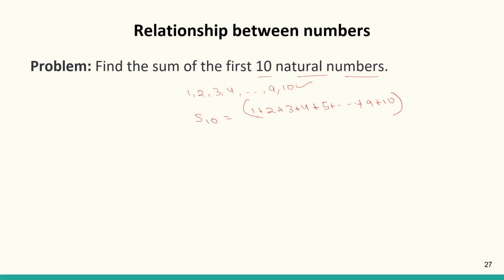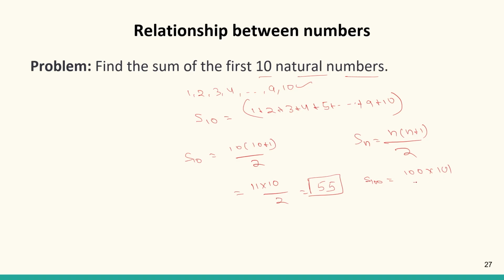So for up to 10, S10 is equal to 10 into 10 plus 1 whole by 2, as Sn is equal to n into n plus 1 whole by 2. So this is equal to 11 into 10 by 2, that is 11 into 5, which is nothing but 55. So if I need to evaluate S100, what will it be? 100 into 101 whole by 2, that is equal to 101 into 50. That will be the answer.